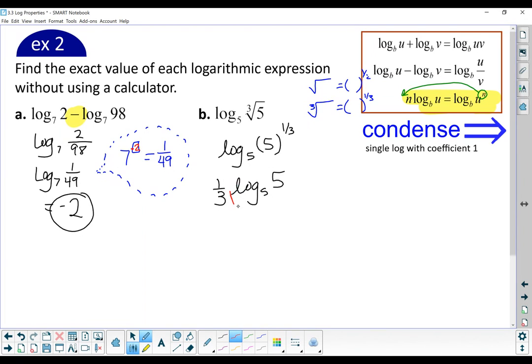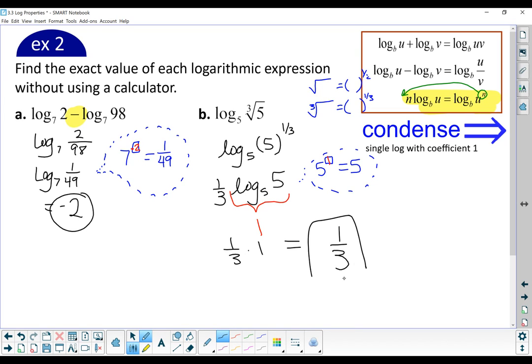Well, log base 5 of 5 is the same as thinking about 5 to what power gives me 5. And so log base 5 of 5 is just 1. So this is 1/3 multiplied by 1, which is 1/3.